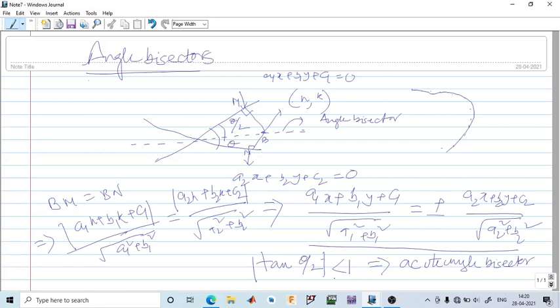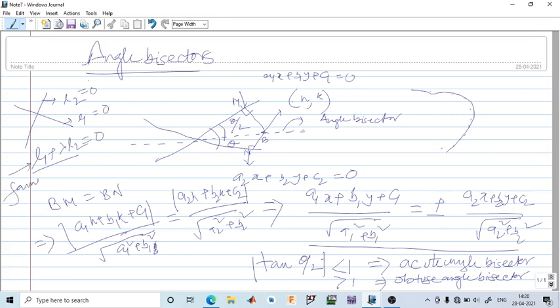If it is greater than 1, then the line corresponds to the obtuse angle bisector, right? And perhaps the family of lines. Whatever I know about this family of lines means, suppose this one is L1, this one is L2, then the family of line equation is L1 plus lambda L2 equals 0. This is the family of lines.